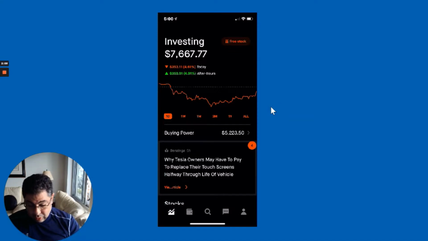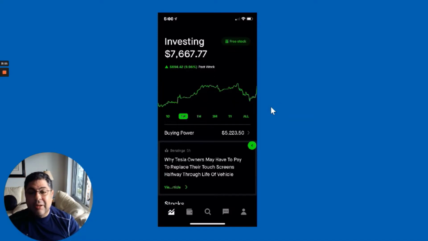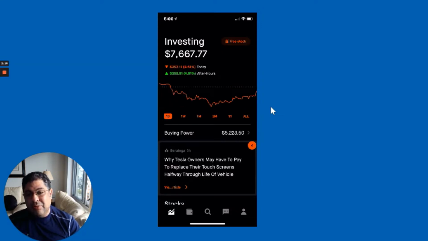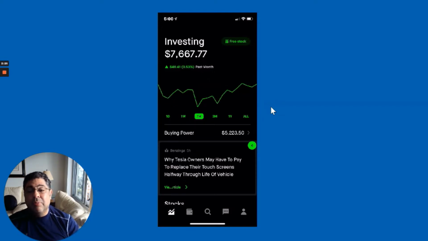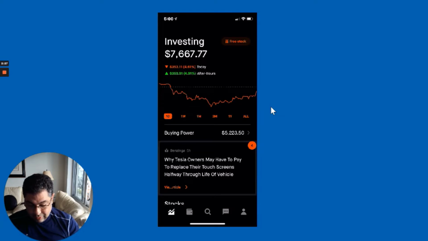Then you have this graph here in the middle, and basically what this graph shows is the total investment for the past day, for the past week. You see how it changed color? Past day is red because it's negative, past week is green because it was positive, and you can see on the top the number, $694 for the past week. You can even look for the past month and so forth.